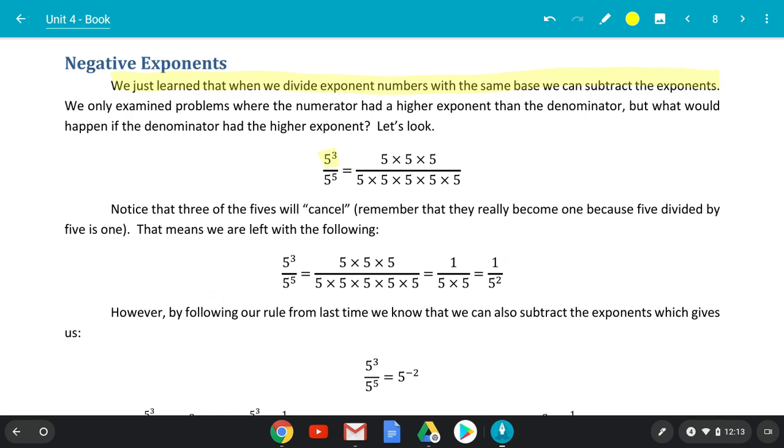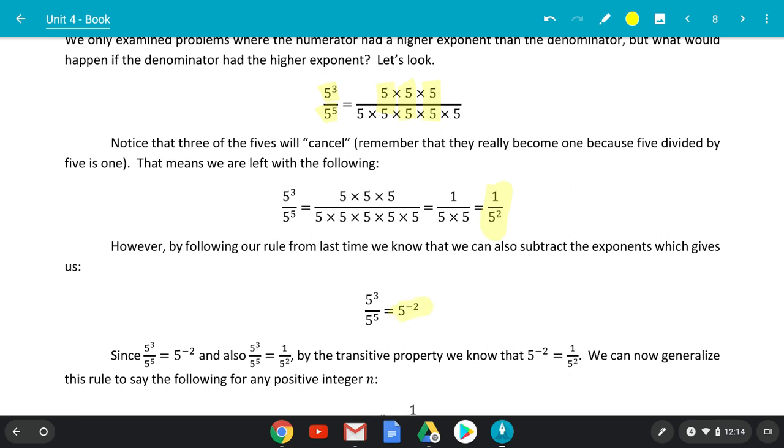5 cubed divided by 5 to the 5th power. We'd have 3 of those cancel, and we'd be left with 1 over 5 squared. However, by following the rule from last time, we could also subtract the exponents, which gives us 5 to the negative 2 power. How are those two the same?